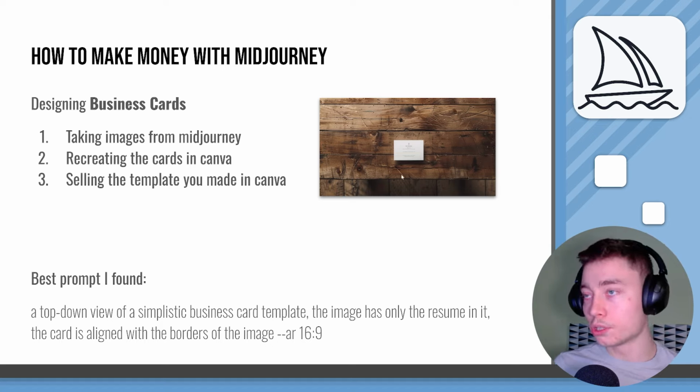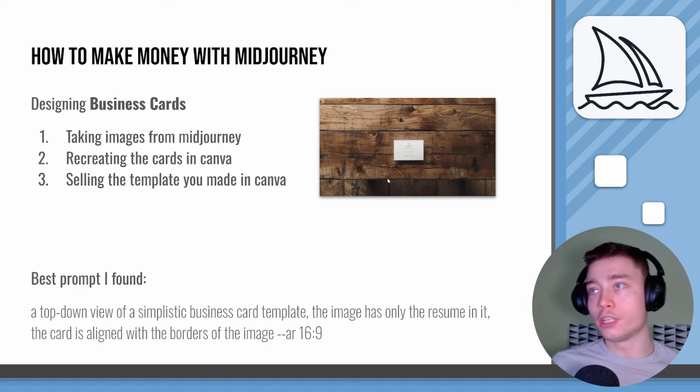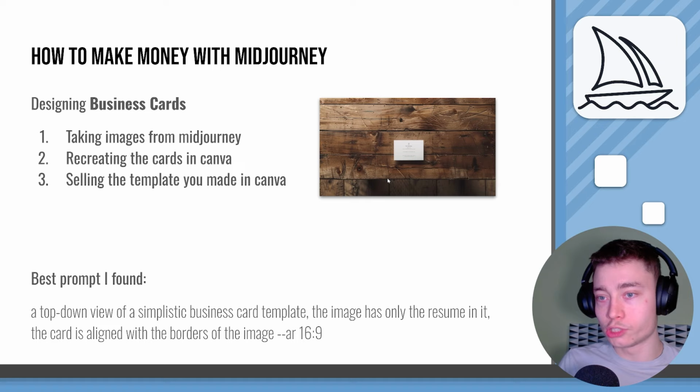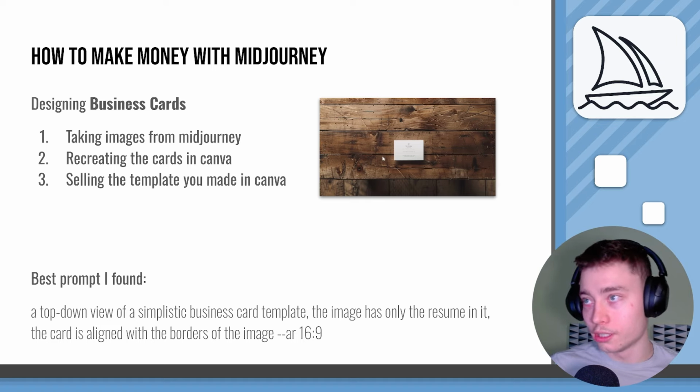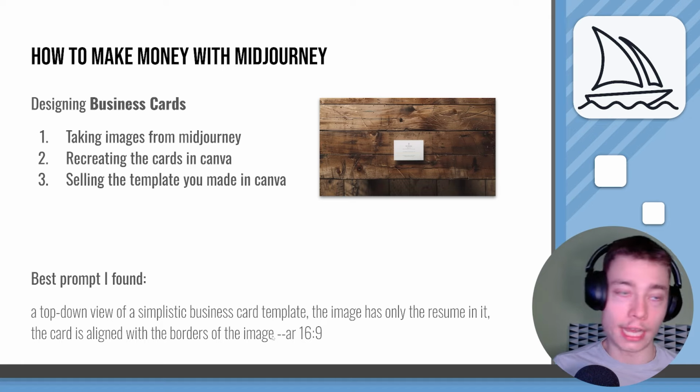Here's an example of what it can look like. And this is kind of far away, so if you want, you can describe that image. Again, you can use close-up if you want the card to be closer. A top-down view of a simplistic business card template. The image has only the card in it. The card is aligned with the borders of the image. And you can add close-up.